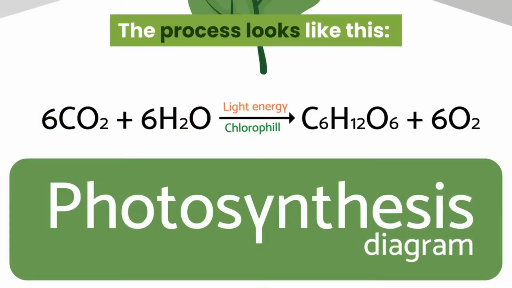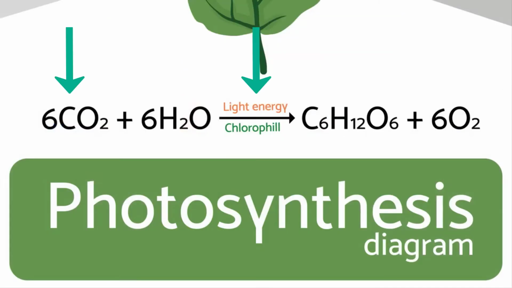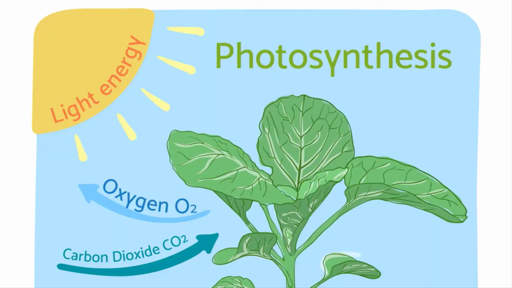The process looks like this: sun energy plus carbon dioxide plus water, with the process of photosynthesis, within the chlorophyll, equals carbohydrates and oxygen. This oxygen is released back into the atmosphere via the stomata cells on the leaf.